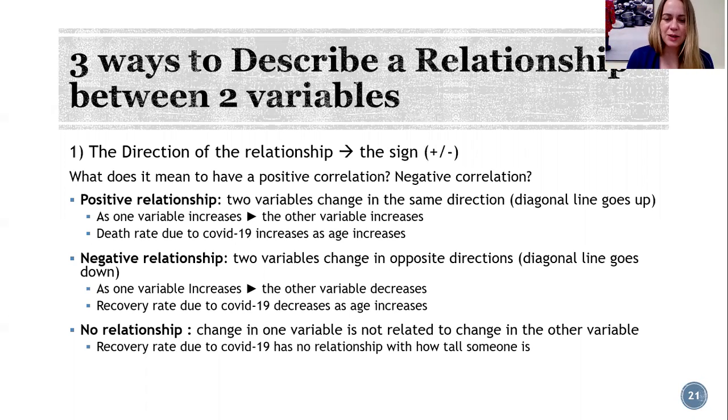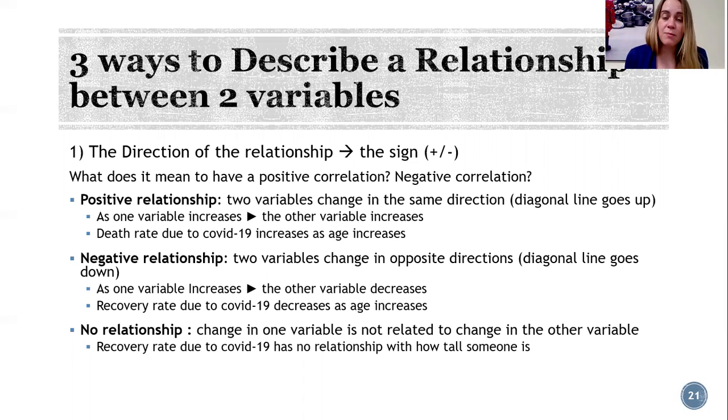A negative relationship happens when two variables move in opposite directions. So the diagonal line goes down. As one variable increases, the other variable decreases. An example of this might be that recovery rate due to COVID-19 decreases as age increases. So the point with a negative relationship is that as one goes up, the other goes down.